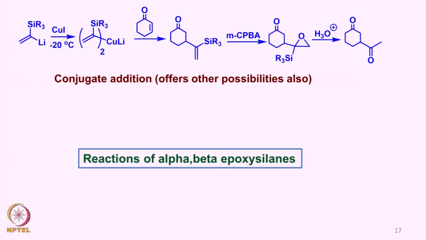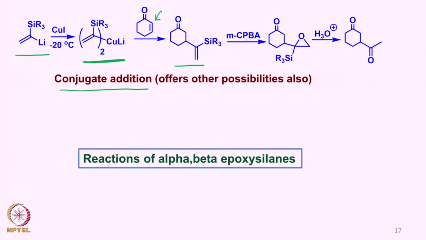We can add vinyl silanes of this kind here to various kinds of alpha beta unsaturated systems through cuprate based chemistry. So, we can have a conjugate addition of this type of copper based reagents, which allows the formation of the vinyl silane with, of course, the 1,4 addition to the enone. Now, what is the use of it?